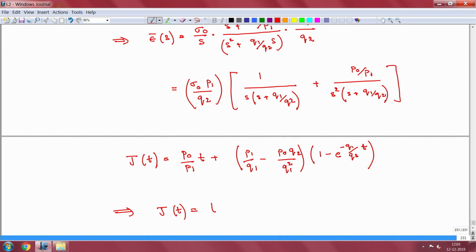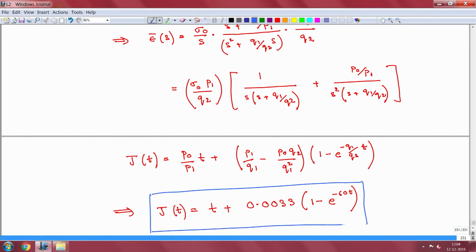Okay. So, if you again insert the numerical values that we have seen before for these coefficients, then you end up with this final expression, 1 minus e to the power minus 60t. Okay. So, this is our final expression.